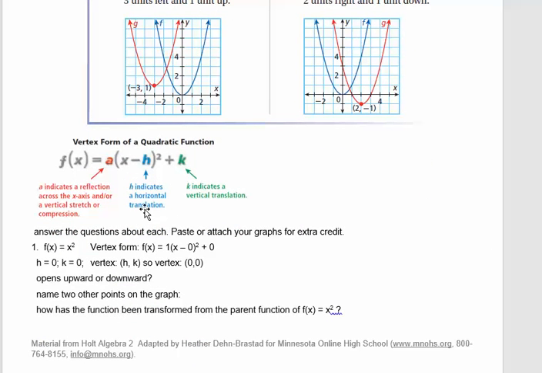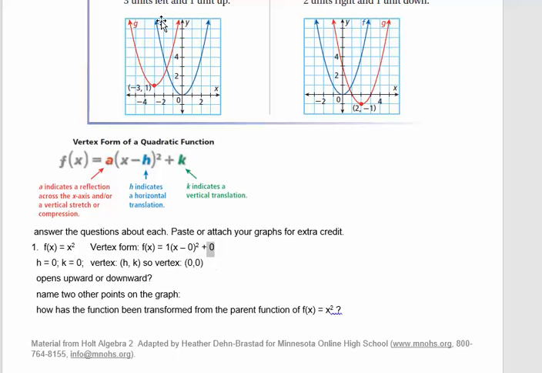So the first question is f of x equals x squared. Well, that is the parent function. We can write that in vertex form. The a will be positive 1 because there is no number in front of the x squared, so we can put a 1 there. It's just x squared, so it must be x minus 0 squared plus 0. So we can tell from this that h is 0, and k, right over here, is also 0. So the vertex is just 0, 0.